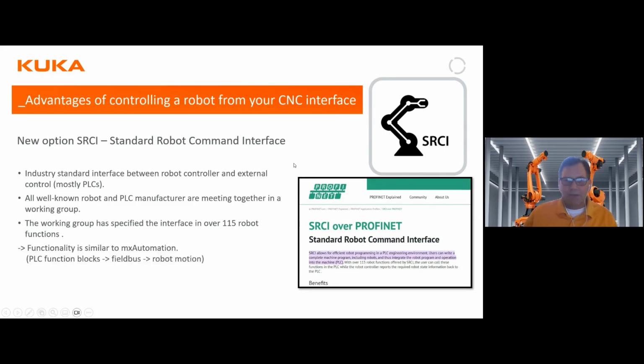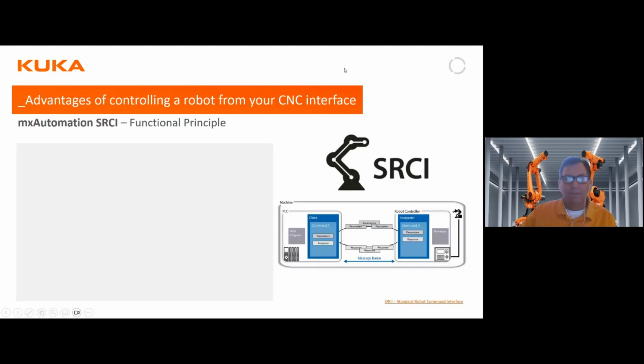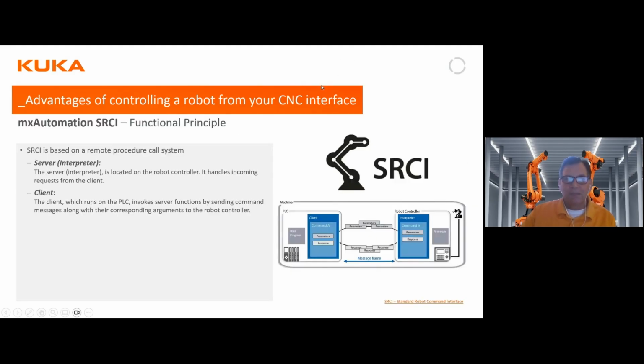From a functional point of view, it's similar to our standard MX Automation, where you have function blocks within the PLC that will communicate over an Ethernet network or maybe a field bus to control robot motion or get information in or out of the system. So it's based on a client-server system where the server is sitting on the robot side and the client, being the PLC or the NC, would log in to send commands to the robot and get feedback to and from the system.